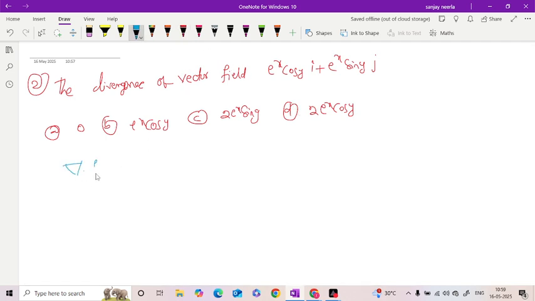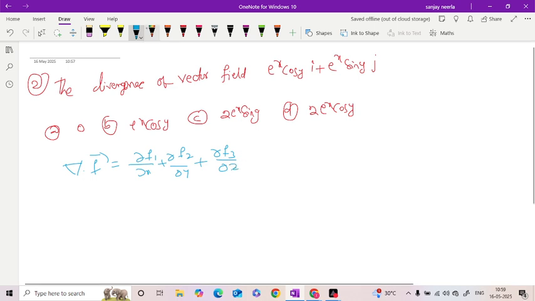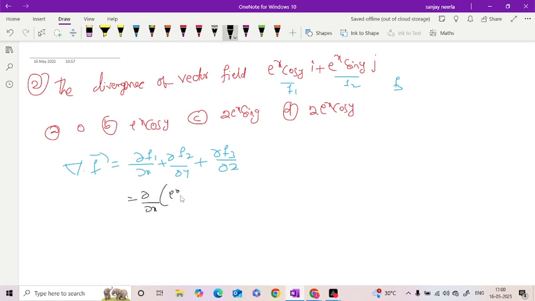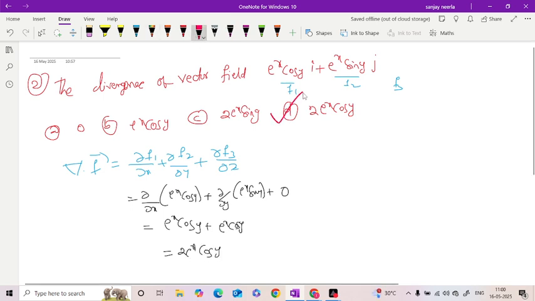So the question is div dot f, that means dou f1 by dou x plus dou f2 by dou y plus dou f3 by dou z. This is f1, this is f2, and f3 is 0. After substituting, dou of e power x cos y by dou x plus dou of e power x sin y by dou y plus 0. After differentiating with respect to x we get e power x cos y, and after differentiating with respect to y we again get e power x cos y. So 2 into e power x cos y is the result. So option D is the correct one.